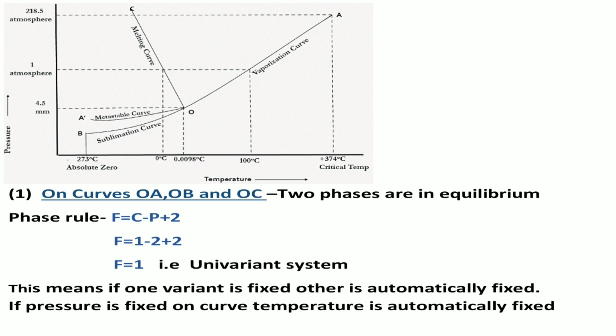F equals C minus P plus 2, where here the value of component C is 1, that is water. Two phases are in equilibrium, that means P equals 2. So by putting the values of C and P, we get F equals 1. That means the system is univariant. The system is univariant on the curve, which indicates that if we fix any one variable, that is temperature or pressure, the other variable is automatically fixed. For example, if we fix temperature, the vapor pressure is automatically fixed, or if we fix pressure, temperature is automatically fixed.